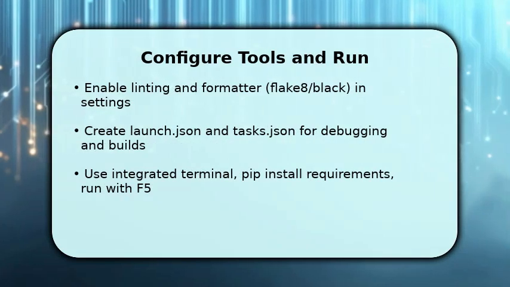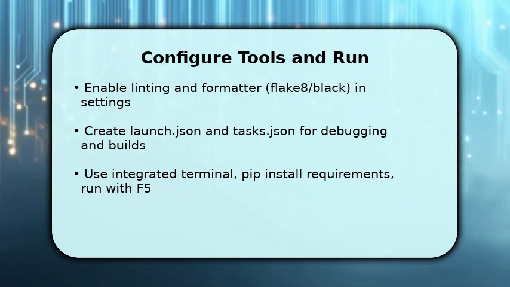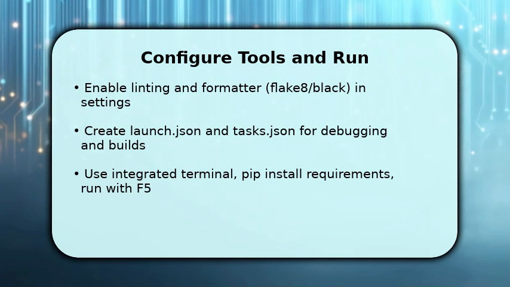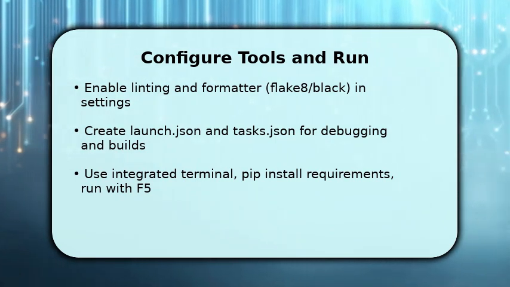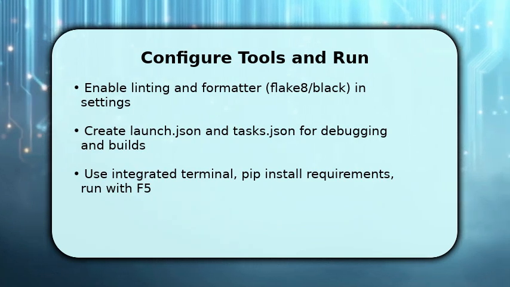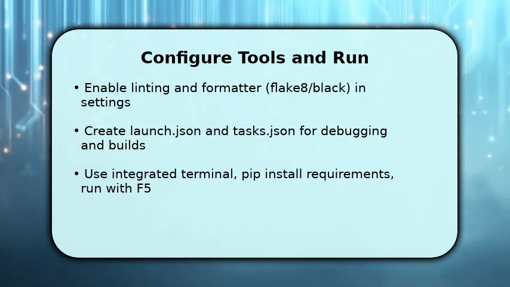You now configure VS Code to act like a full IDE. In settings, enable linting and pick Black or Flake8 as your formatter so code stays consistent. Next, create a minimal launch.json to define how F5 runs your script, and tasks.json for repeatable build steps.